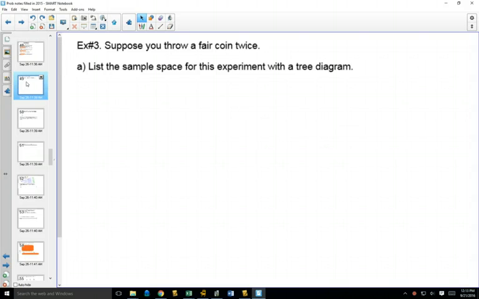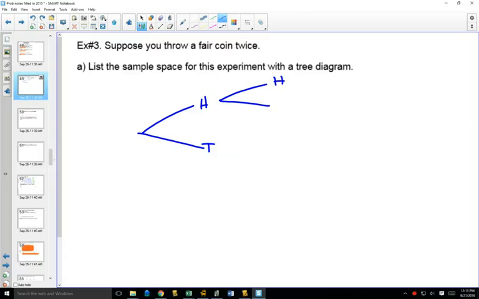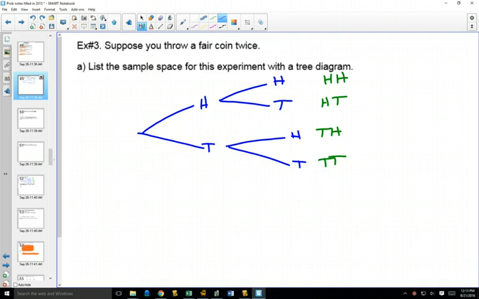So, for example, you throw a coin twice. What would be all of our sample space here? Well, we could draw a tree diagram. First, you could get heads or tails. Then, after you get heads, you could either get another heads or another tails, and the same after tails. So if we would list the sample space here, you could get heads and heads, heads and tails, tails then heads, or tails then tails. 4 options.